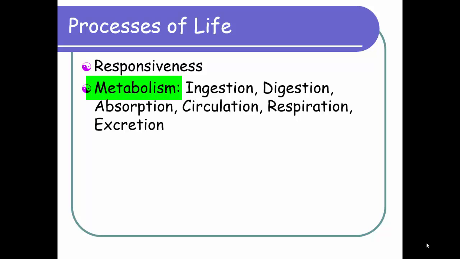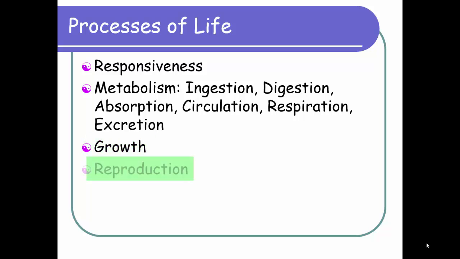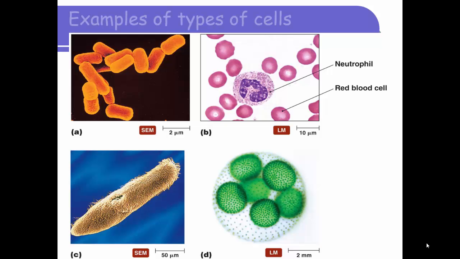Metabolism for energy production, this includes ingestion of food, digestion of the food, absorption, circulation, respiration, and excretion of waste products. All living organisms must be able to grow, and all living organisms must be able to reproduce on their own. There are some examples of types of cells.